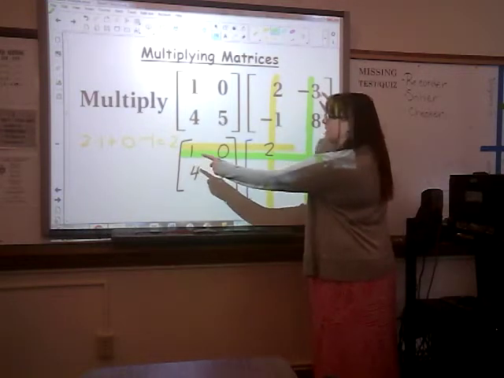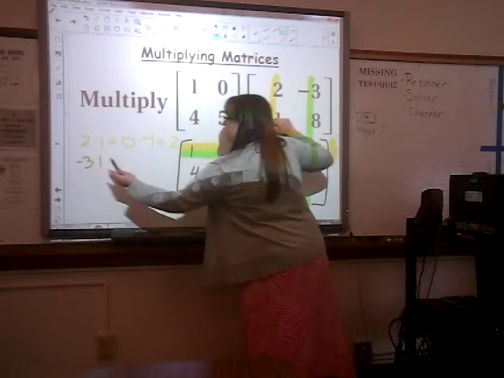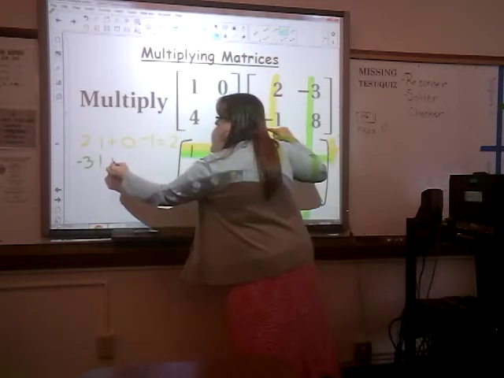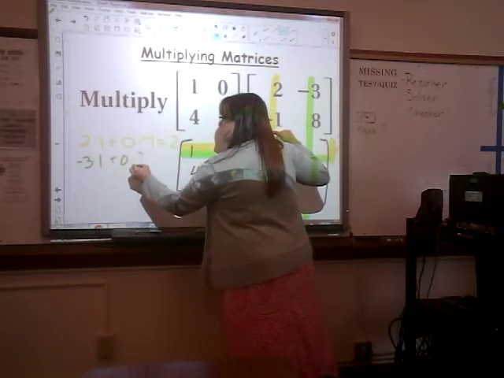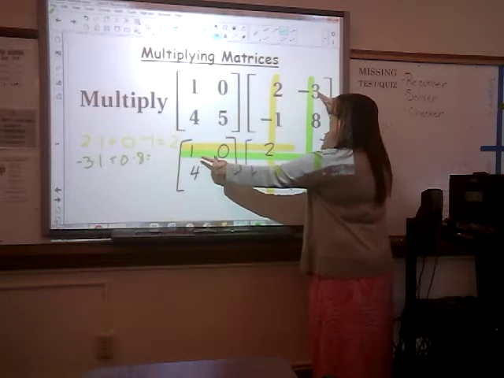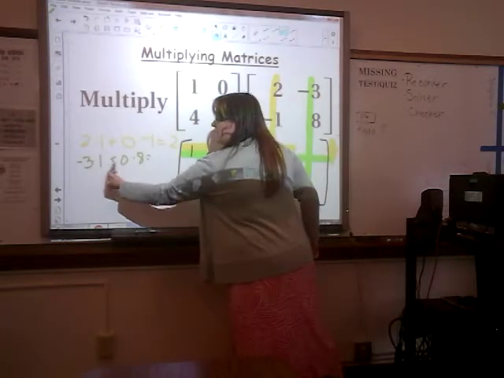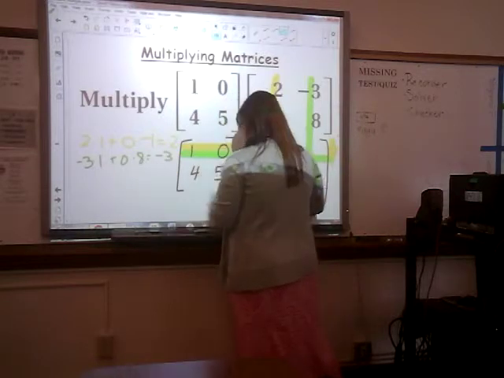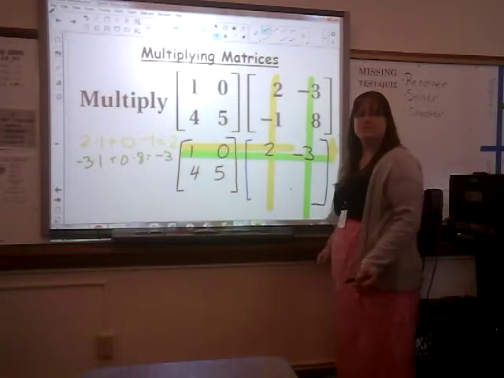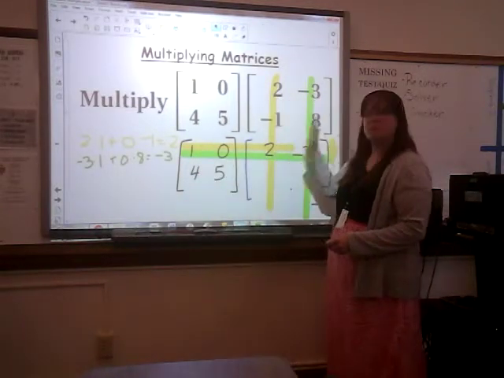We just start on the outside and multiply in. Negative 3 times 1 plus 0 times 8. Okay, so you start on the outside, multiply, multiply, and then add them together. We have negative 3 plus 0 gives us a negative 3. So this value right here is a negative 3. Okay, now we've used all of the columns for this row.